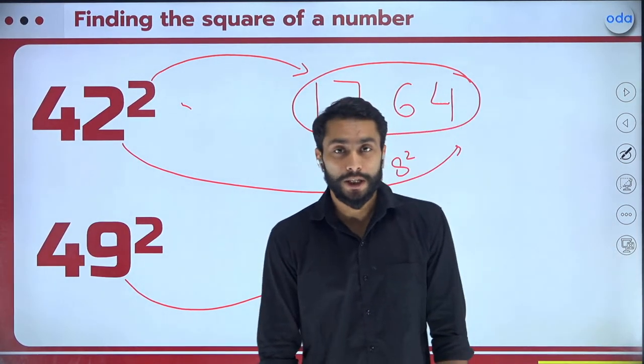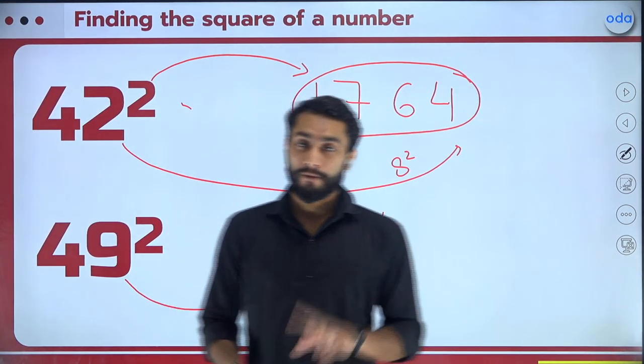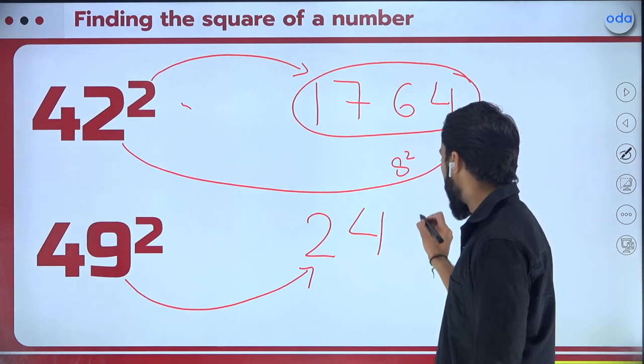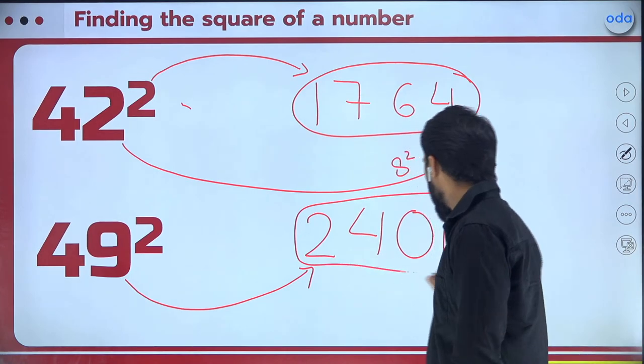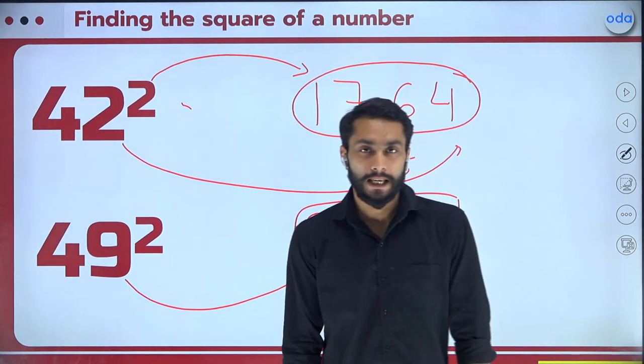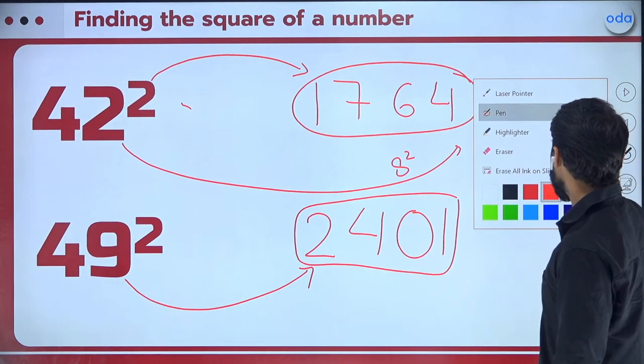What about the last two digits? How far is this from 50? One away. What is square of 1? 1. But we need two digits. That means we need to write 1 as 01. Easy, right? 2401. Very easy. Correct? I hope we have understood. So let's move ahead, students.